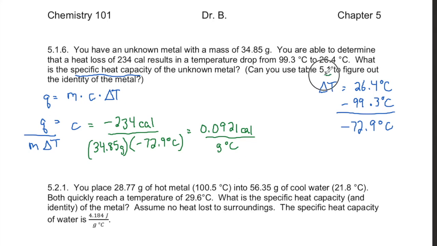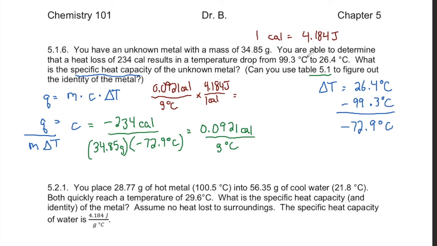So then there's a table in the textbook that has some specific heat capacities of common metals. So we could try to see if we can identify which metal it is. The only thing is that table has the units in joules per gram degree Celsius. So let's go ahead and convert this to joules per gram degree Celsius to make it easier to use that table. We'll use the relationship that 1 calorie is 4.184 joules. And we get a specific heat capacity of 0.385 joules per gram degree Celsius.